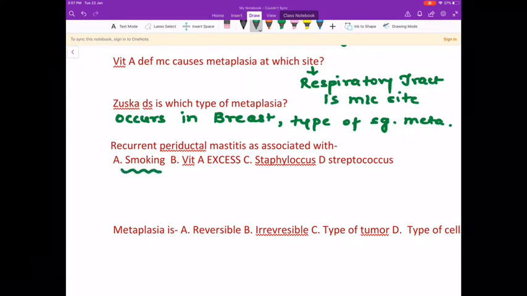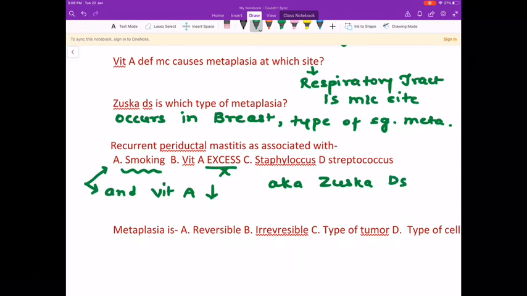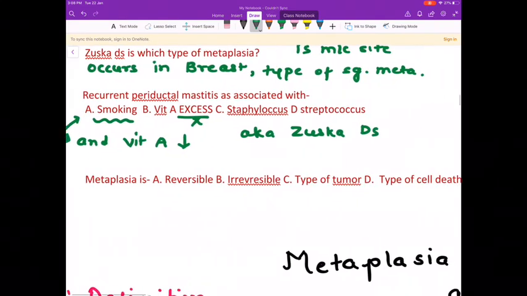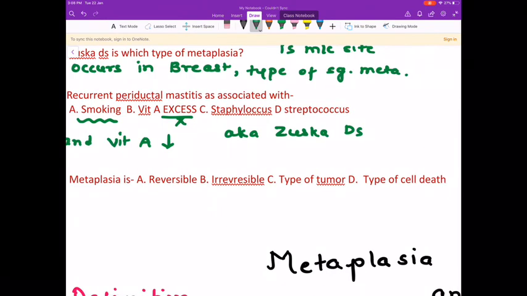Recurrent periductal mastitis is associated with... Remember friend, recurrent periductal mastitis is the name of Zuska disease. This occurs due to smoking and vitamin A deficiency. Due to smoking and vitamin A deficiency, recurrent periductal mastitis, also known as Zuska disease. Metaplasia is, yes, it is reversible.